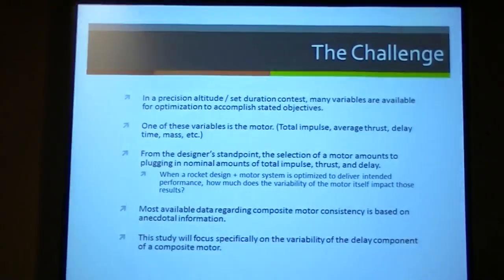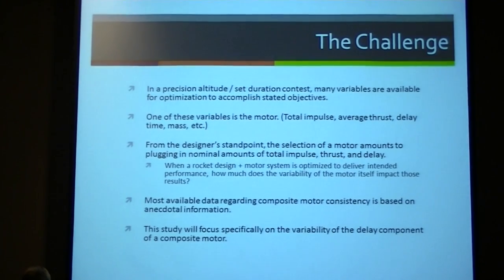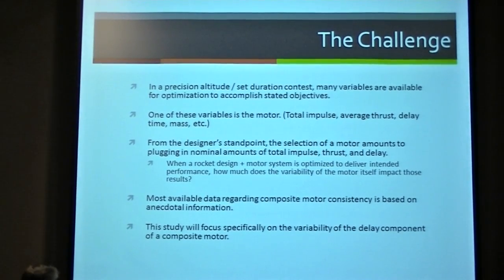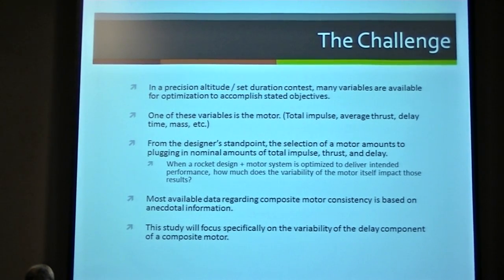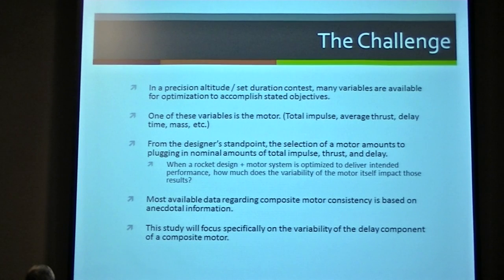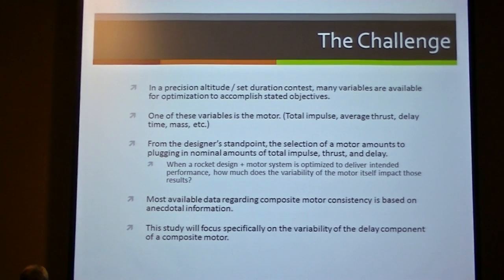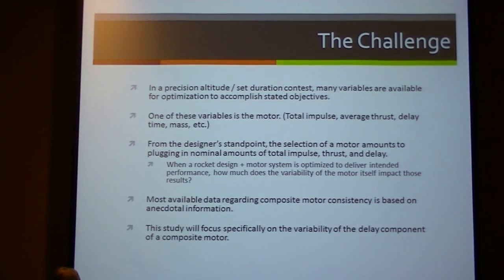As a designer of a rocket, if you're dealing with a precision event such as precision altitude or set duration event, you have a lot of variables to look at. You're not necessarily looking to stretch the limits of the weight of a rocket or as high as you can get it. You're looking to dial in on an exact value. And one of those variables you look at is the motor. With the motor, there can be a lot of variability. There's all kinds of different choices you can pick based on the total impulse, the delay, the average thrust, etc.